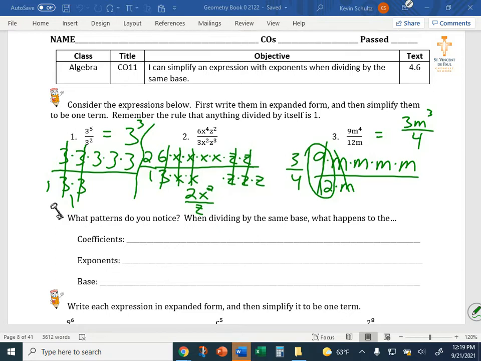All right. So from those examples, can you tell me, when dividing by the same base, what happens to our coefficients? What happens to our exponents? What happens to the base? That kind of summarizes what's going on here. Because like the last one, we don't want to have to write this out in expanded form every single time. So what's the shortcut here? What patterns or connections do you see? Will?